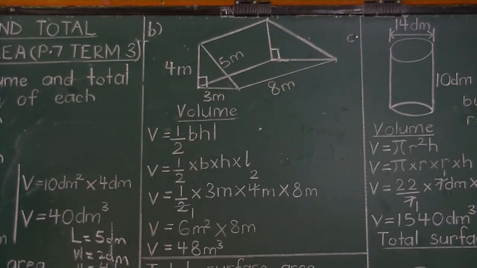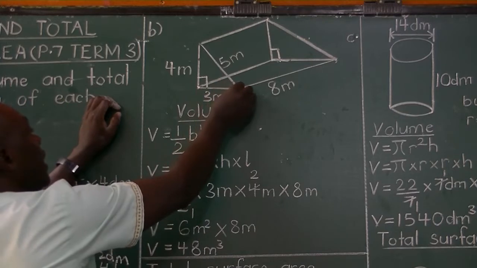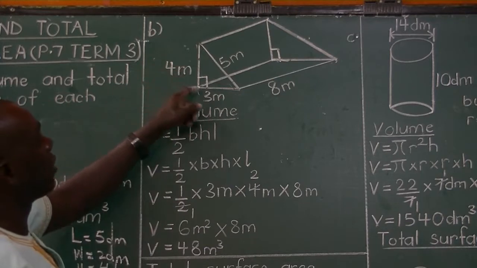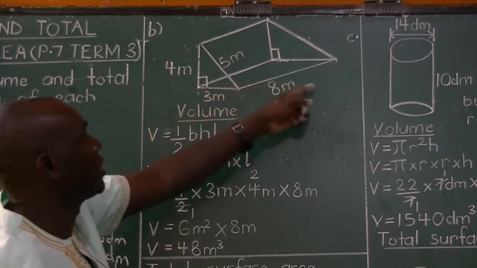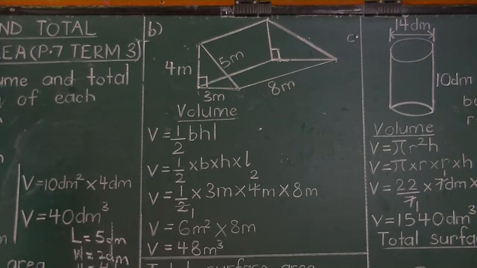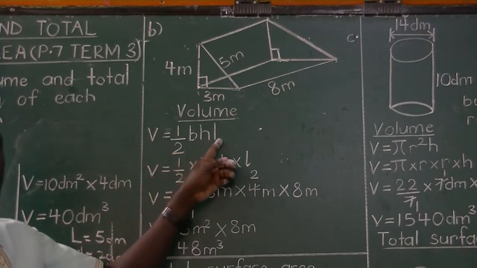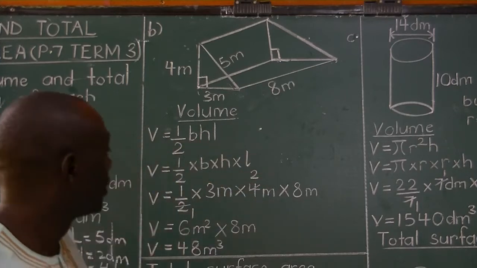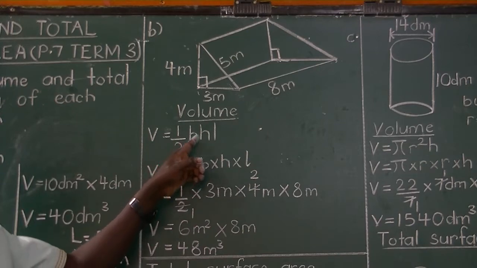But because the area of a triangle, that's the formula for finding the area of the triangle, has got height. But we have two kinds of height. The next would be height is called length. So that's why we say a half times base times height times length. So volume equals a half times base times height times length, which is volume equals a half BHL. So that is a half base, height, length.